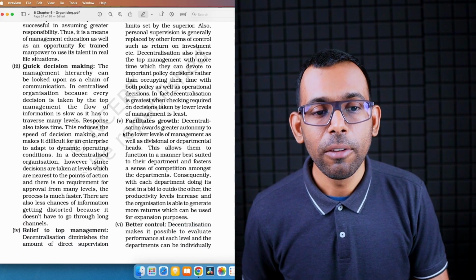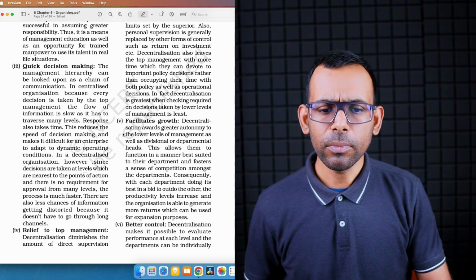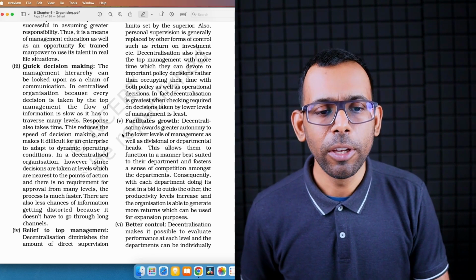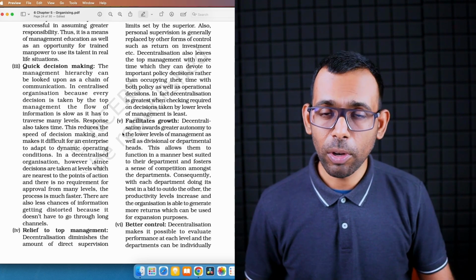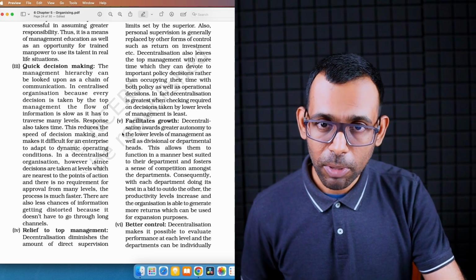The fifth point is facilitates growth. This is quite an obvious point. When you hire a lot of people, they get specialized, you get more time, and they will do your job in a much better way.